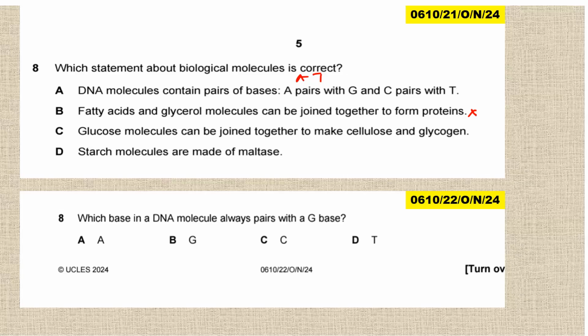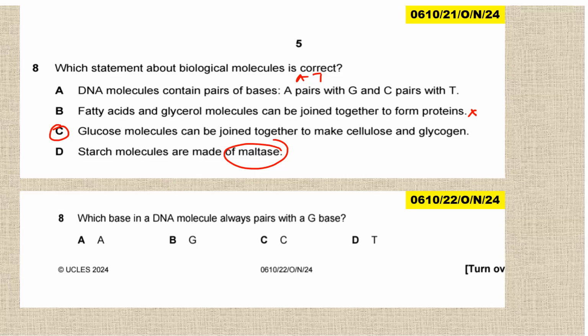Glucose molecules can be joined together to make cellulose and glycogen. Yes. Starch molecules are made of maltose? Maltase, no, not maltase. If it was maltose, yes, but maltase is an enzyme. So the answer here is glucose molecules. Remember, among the polysaccharides that I talked of, cellulose was one of them. So cellulose, glycogen, and starch are polysaccharides made up of glucose. So the answer is C.